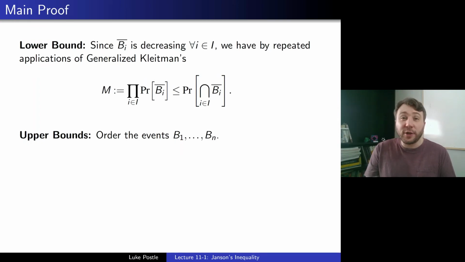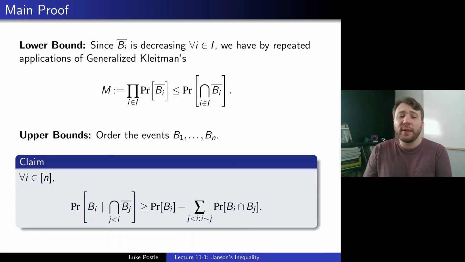We're going to need that proposition. We're going to order the events B1 up to BN, so we're just going to give them numbers. And now, here's the key claim: for every I in N, the probability of BI given not BJ, where those J are smaller, is at least the probability of BI minus this dependency sum, the sum of the probabilities of BI intersect BJ, over J smaller than I that are dependent with I, whose sets overlap. So why are we doing it only for J that are smaller? Again, like in the Lovász Local Lemma, to upper bound that probability, we can take a product where we condition an event on the previous ones. So we only have to really look at the smaller ones. And that's what we're going to do.